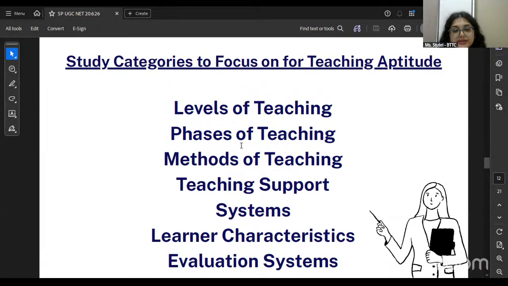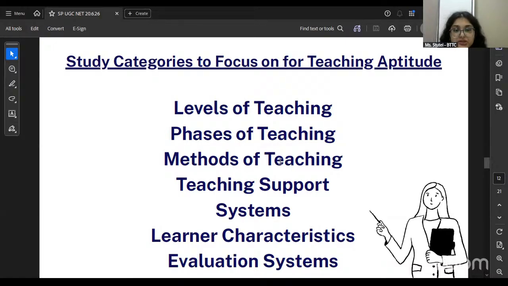The next category is phases of teaching. We should remember the three basic stages: pre-active, interactive, and post-active. Questions often test planning activities, classroom activities, and evaluation activities. If the teacher is preparing lesson plans, it is pre-active. If the teacher is teaching in class, it is interactive. And if the teacher is assessing learning outcomes, it is post-active. What I've noticed is that this area can be very direct when it comes to questions, and it is a pretty scoring topic.